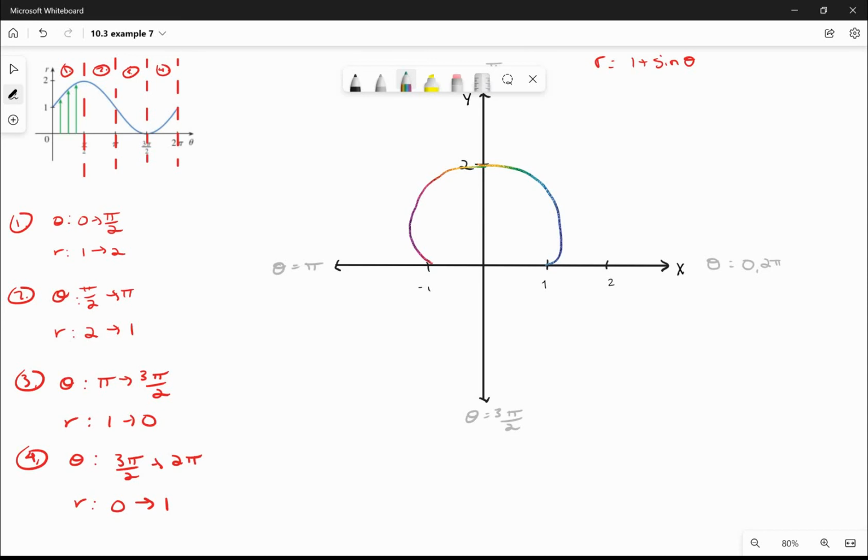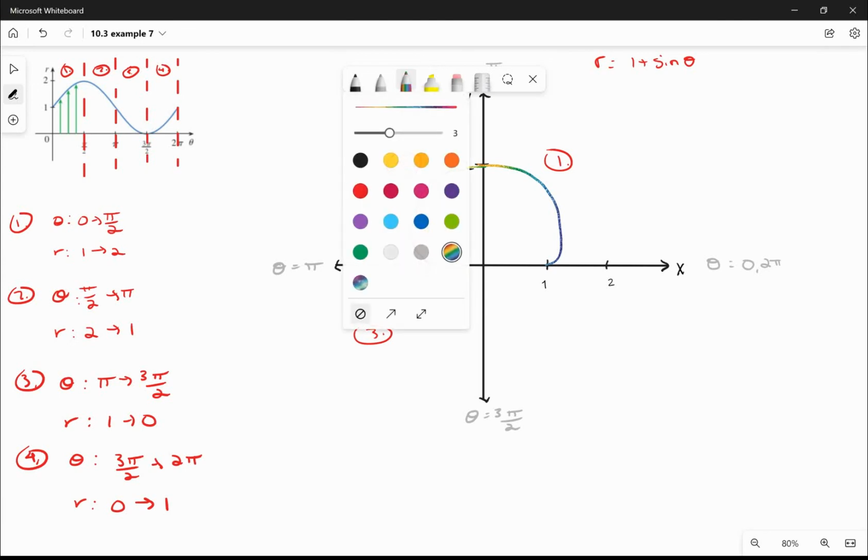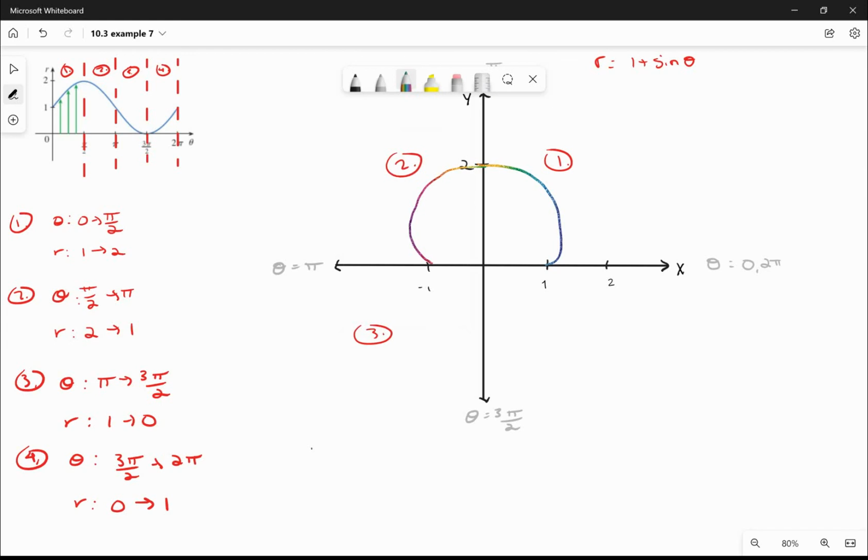And now for the third part, if we wanted to label it, this would be 1, this would be 2. The third part is what happens from pi to 3 pi over 2. Since we have a positive r for all values here, the third part is going to take place in the third quadrant. And so we go from 1 to 0, again making note of this curvature.